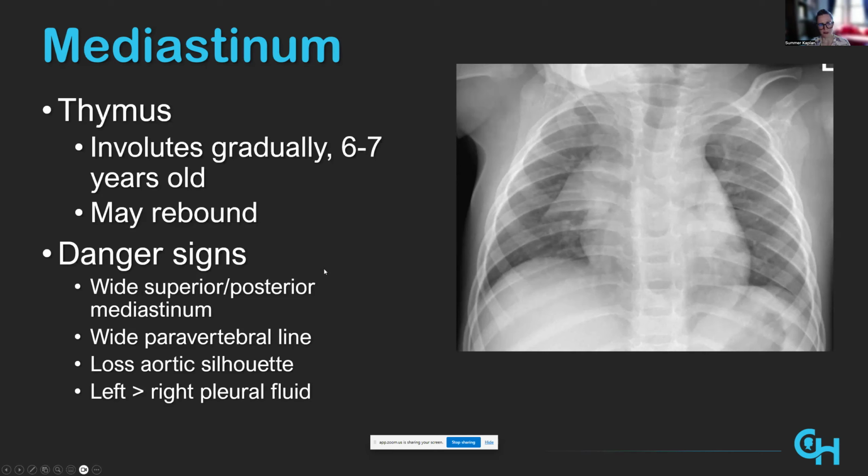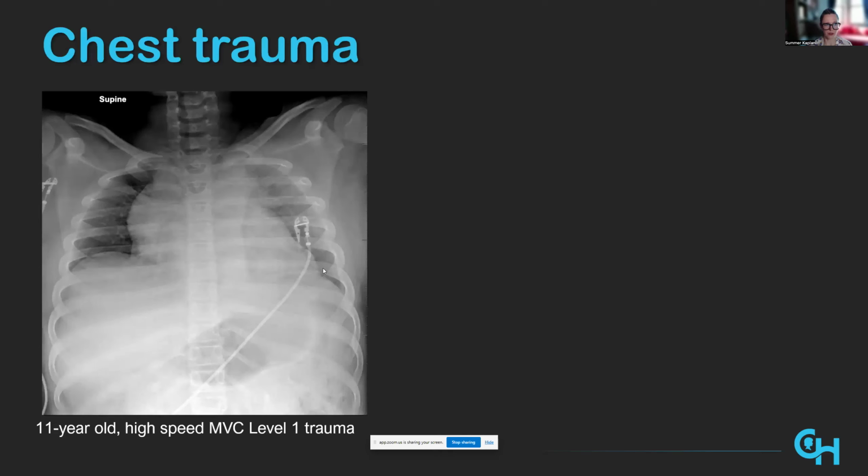Danger signs you want to look for in the mediastinum include a wide superior mediastinum, like that tree trunk appearance, also a wide posterior mediastinum, which is going to appear as kind of a dense paravertebral line. I'll show you an example of that. Loss of the aortic silhouette is more of an adult or maybe adolescent finding you would look for, because the thymus will obscure the aortic silhouette. And concerning features if you have left greater than right pleural fluid in a trauma case. So what does that look like?